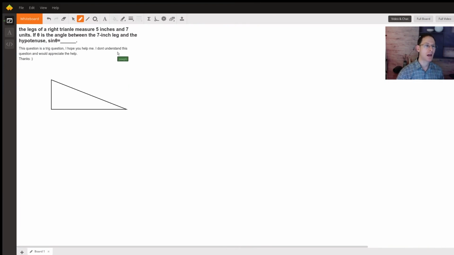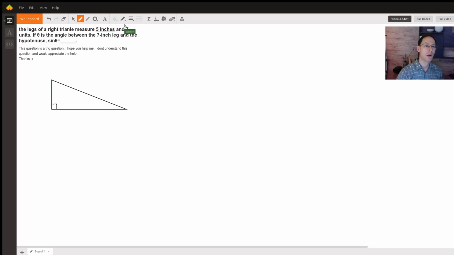How do you find the sine of an angle when you have a right triangle? And this is a right triangle, so that's how we indicate that that's a right angle, making a right triangle. What we know about it is that one of the sides is of length 5. So we'll say this length right here is 5 inches.